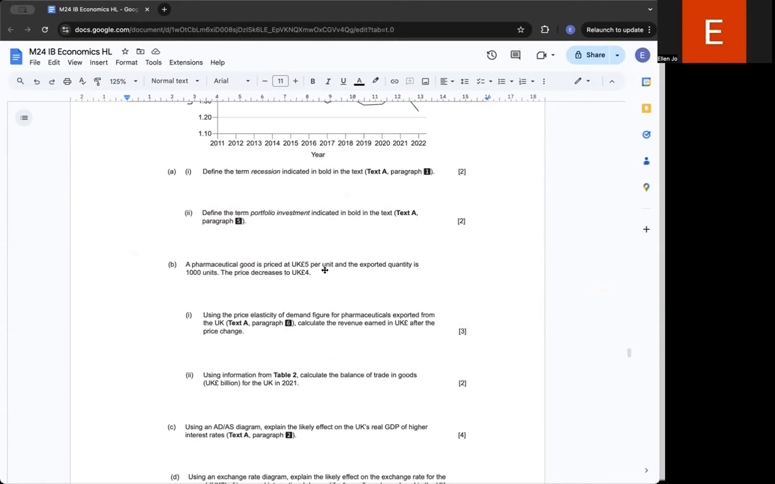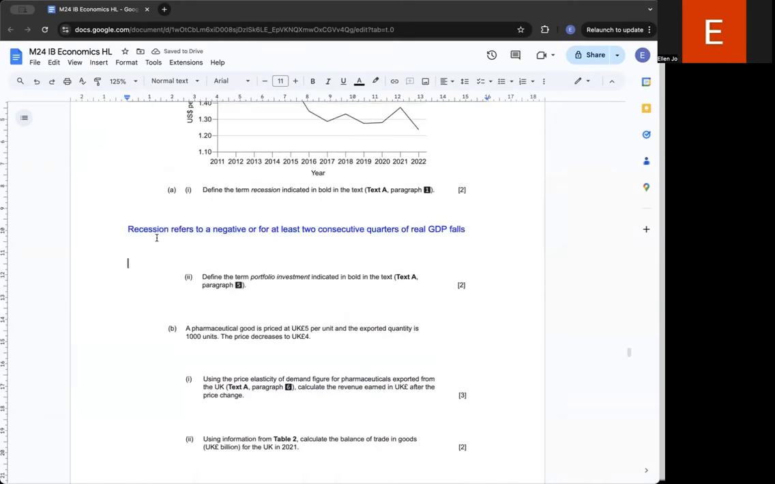Question A1. Define the term recession indicated in bold in the text. The term refers to a negative real GDP growth for at least 2 consecutive quarters, meaning real GDP falls in a country's economy.